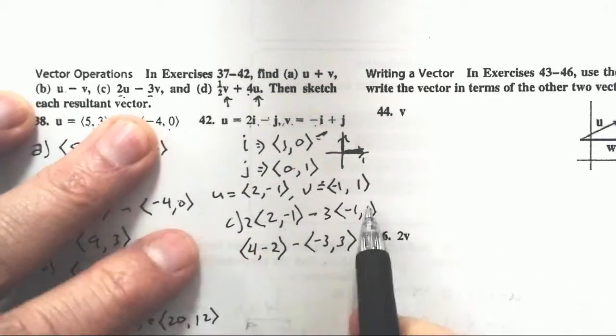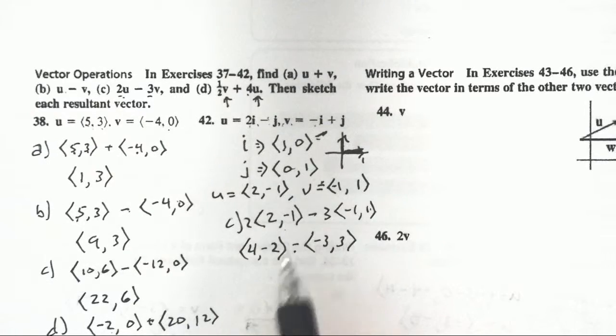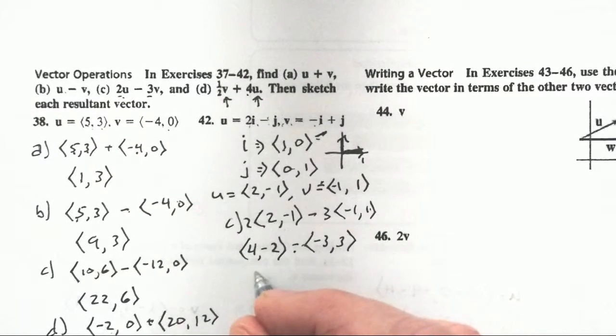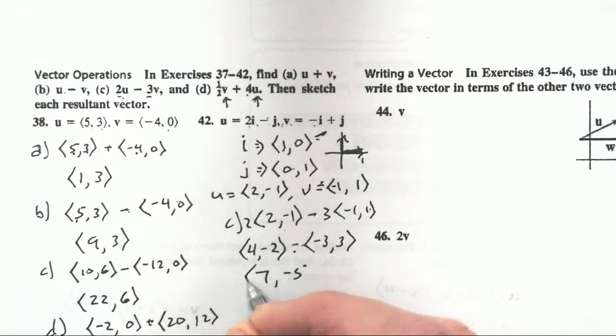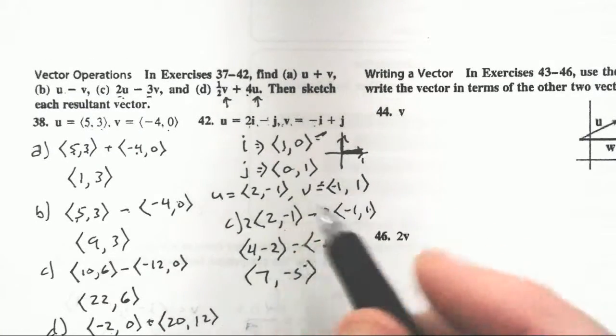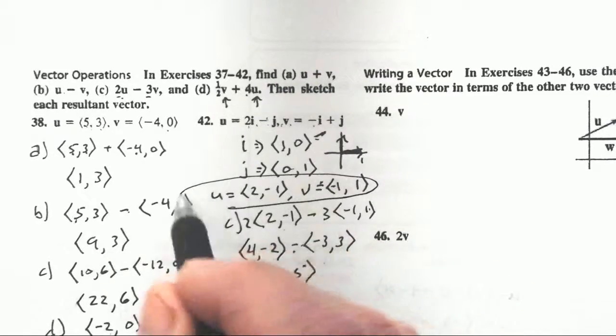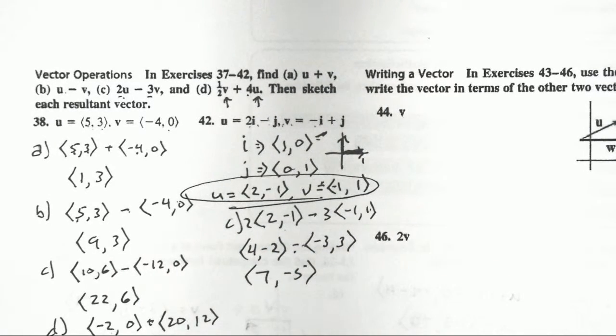Notice I didn't distribute the negative with it. I still have the minus outside here. 4 minus negative 3, 7. Negative 2 minus 3, negative 5. And the other problems are just like that. We're just using these vectors as we did in number 38. In the interest of time, I'm going to move on.